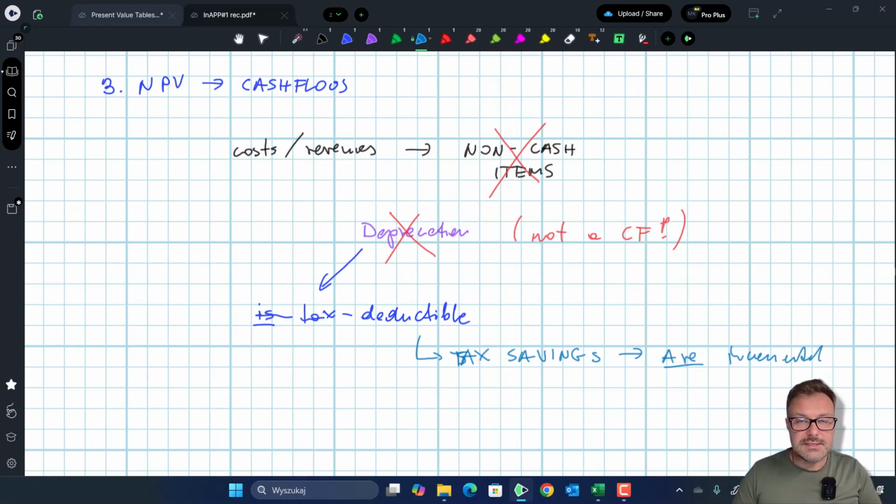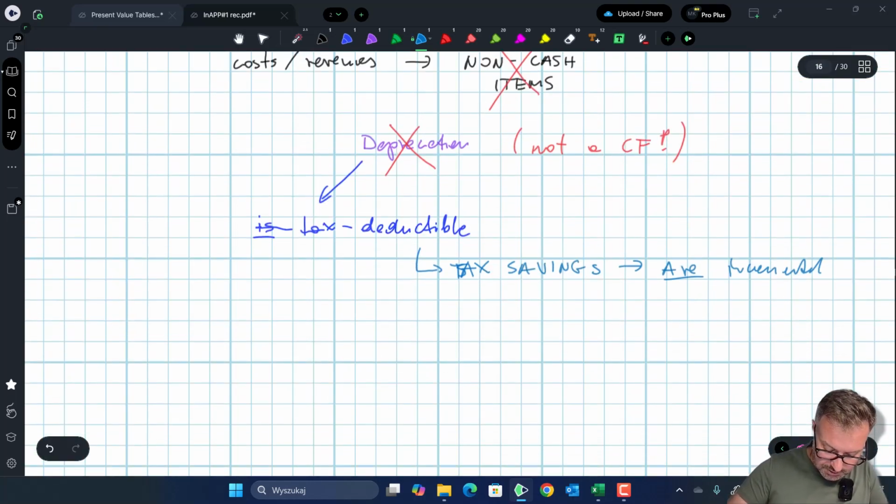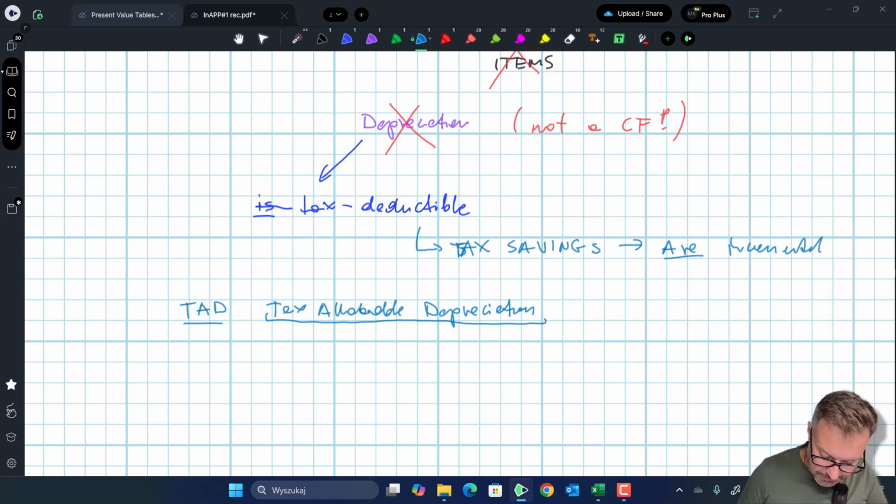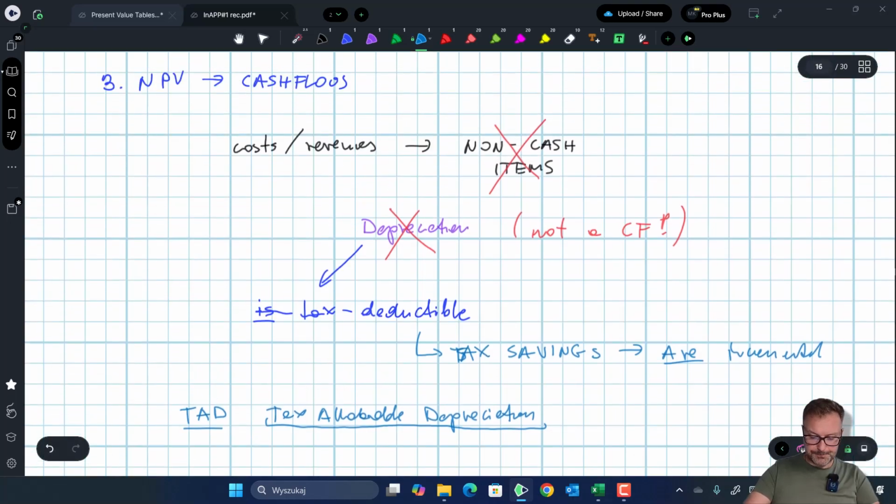Calculating tax savings is a topic that I will discuss in a new video, which will be devoted to a concept called TAD, or tax allowable depreciation. So if you don't get the idea of the tax saving that is connected with depreciation right now, don't worry, I will explain that in more detail later.